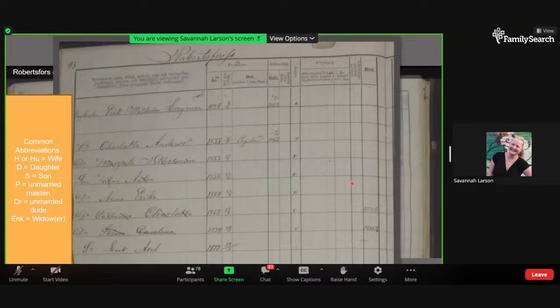I've got common abbreviations here. HU stands for hustru. You'll see that right here. D stands for daughter, S for son. And if you see a DR, that typically indicates dräng, which is an unmarried man. P stands for piga, which is an unmarried woman. If you see ENK, that usually stands for widower or widow. So those are some good abbreviations to know. I also think I linked to a Swedish word list in your handout. So if you have the handout, you can go to that Swedish word list and get a good indication of what those abbreviations are.